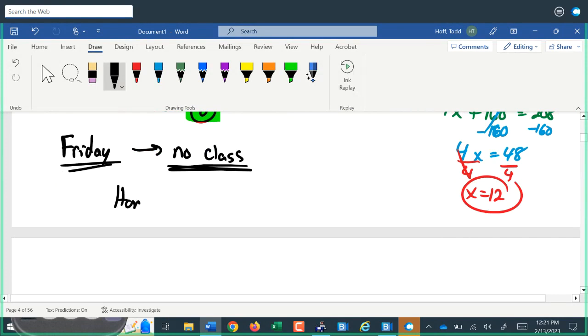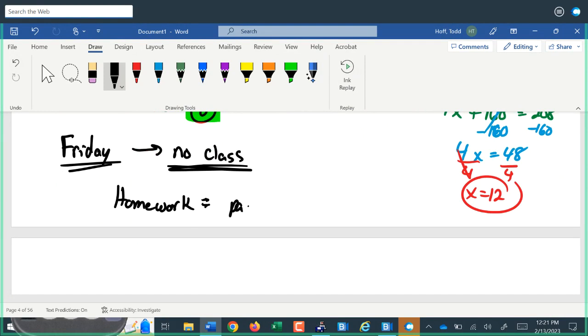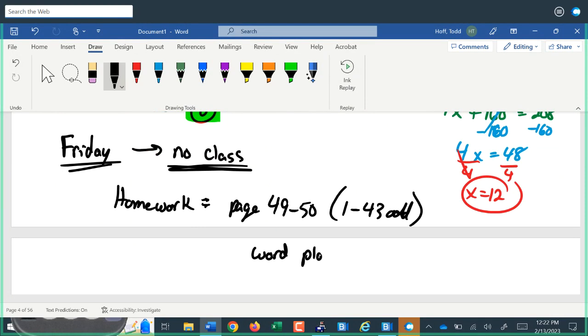For now, your homework in your book, page 49 through 50, 1 through 43, the odds on solving equations. And again, as always, if the first few seem easy, feel free to skip ahead and do some of the more difficult ones. Make sure you focus on any word problems that are in there. That seems to be the skill that is the most difficult for a lot of students right now, is translating those word problems into equations to solve.